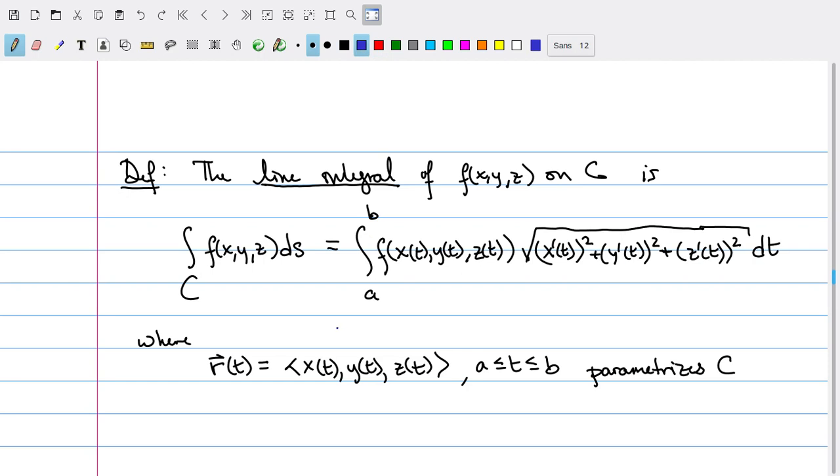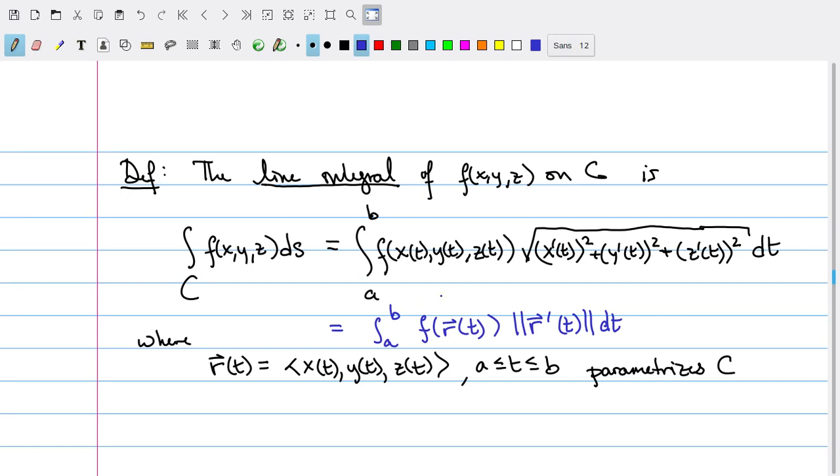And also, just like before, notationally we may write this as the integral from a to b of f of r of t times the magnitude of r prime of t dt. And I think that's the power of this vector notation, is that this is the same formula, that blue formula there, regardless of whether we're in 2 dimensions or 3 dimensions or what have you.